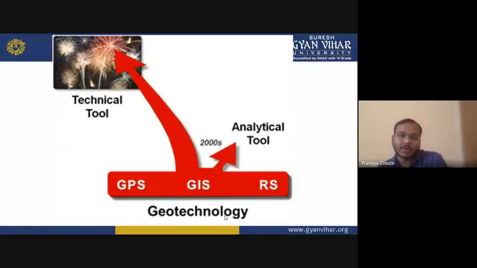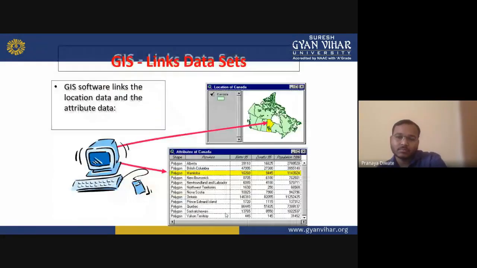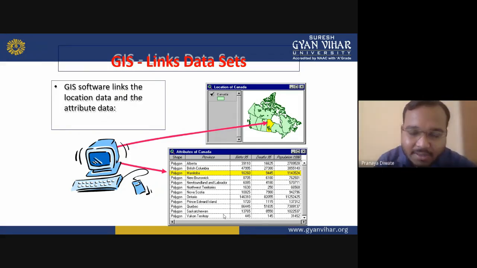Now, what will GIS do? It is the technological aspect. GIS can link all the data sets we have already seen, which are in hard copy or conventional form. GIS is software that links them.